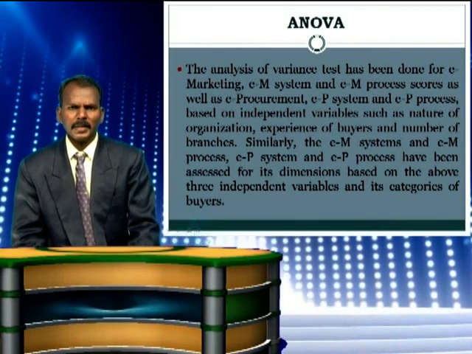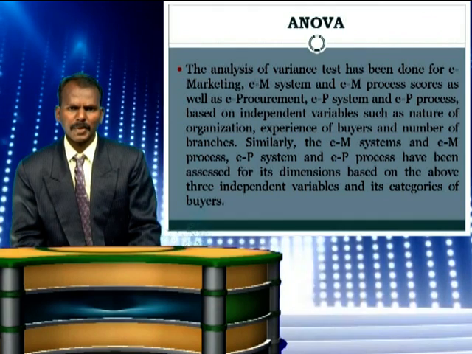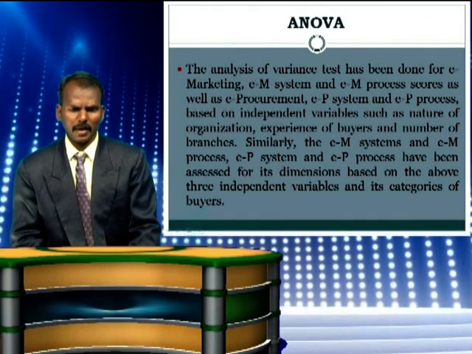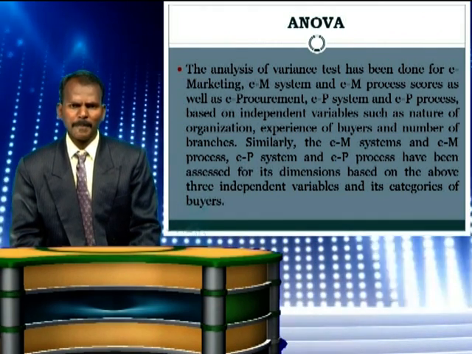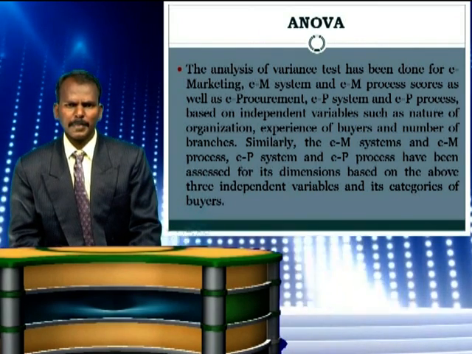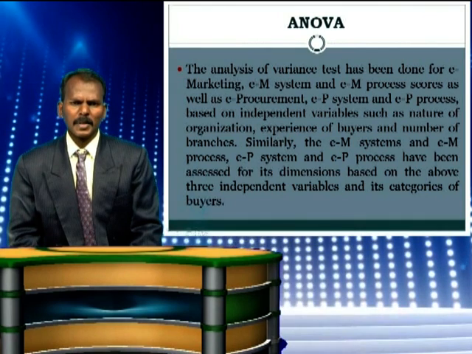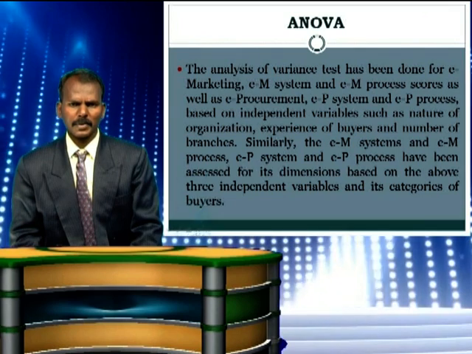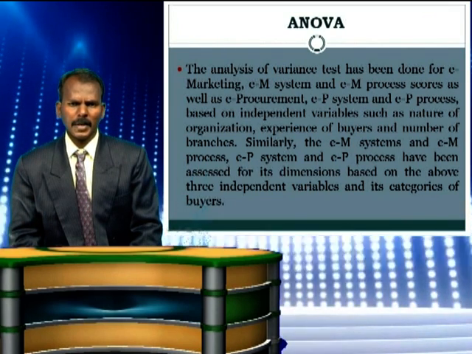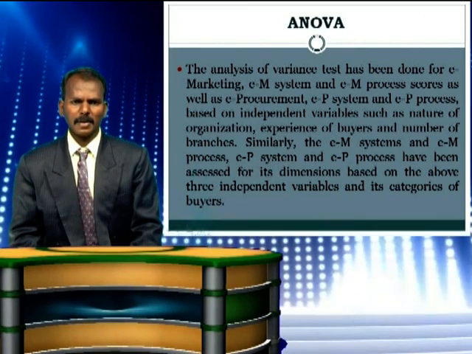ANOVA. The analysis of variance test has been done for the e-marketing EM system and EM process scores, as well as e-procurement EP system and EP process, based on the independent variables such as the nature of organization, experience of buyer and number of branches. Similarly, the EM system and EM process, EP system and EP process have been assessed for the dimension based on the above three independent variables and category of buyer.